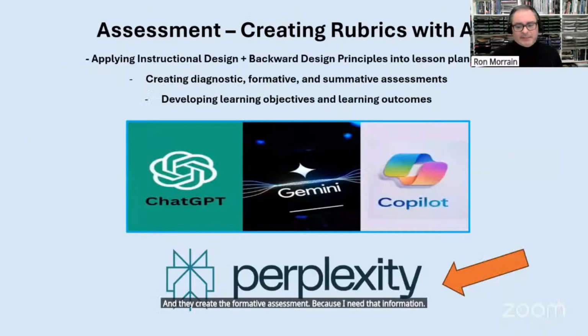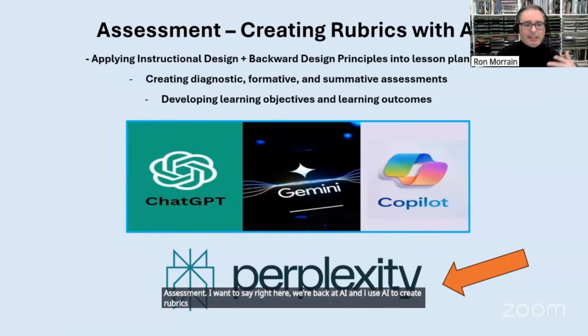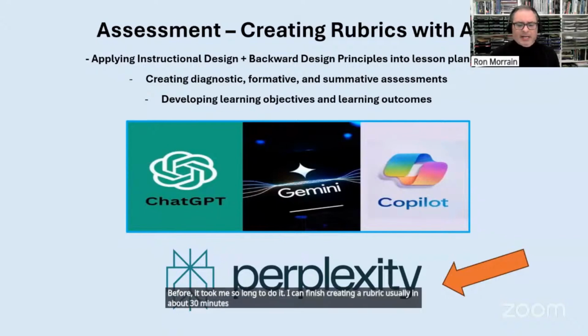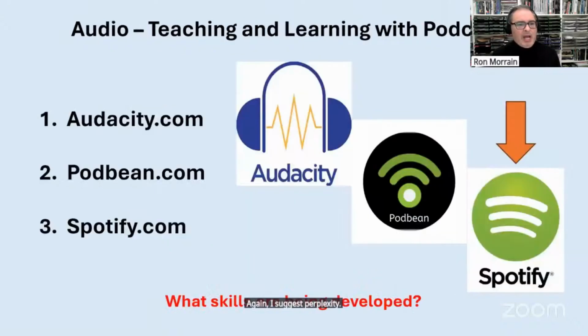Assessment, I want to say right here, we're back at AI, and I use AI to create rubrics because I need that. When I do lesson planning and create learning cycles that are very detailed, I need AI to do that. Before, it took me so long to do it. I can finish creating a rubric usually in about 30 minutes now with AI. Again, I suggest Perplexity.